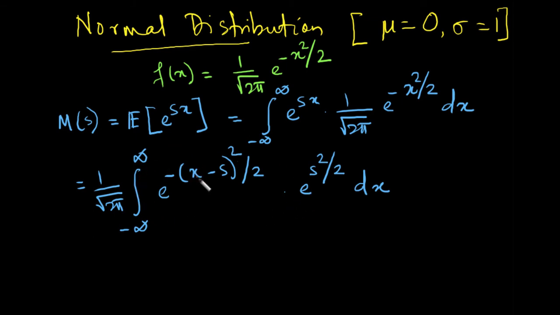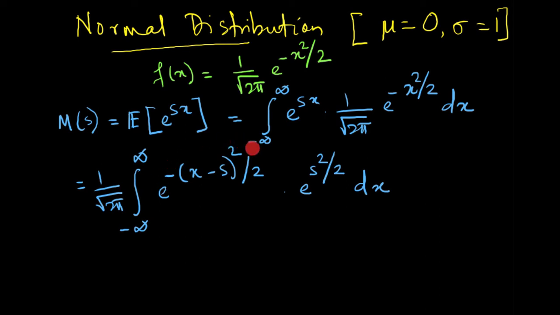Now let's take this (x minus s) whole square and expand it. You will get x square plus s square minus 2sx. Now that x square by 2 is what you have over here. s square by 2 gets cancelled out with this term, so that goes away. And the sx term is what you have over here. So this e power sx into e power minus x square by 2 has been represented in this form. Now what do we do? This e power s square by 2 is again a constant because it does not depend on x, so this can also be taken out of the integral.